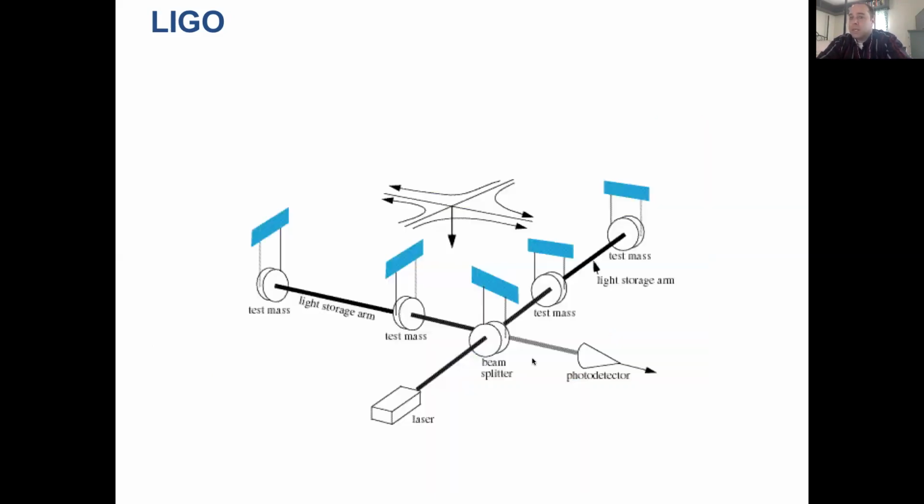Here's a schematic showing what this actually looks like. Again, a single laser beam goes through a beam splitter. What does a beam splitter do? Well, it sends half of it in this direction, and it's sort of like a half silvered mirror. Half of it can go through and half of it actually gets reflected in this direction. Now it actually passes through this test mass and through this test mass. And this is a 4-kilometer arm here, and this is a 4-kilometer arm here.